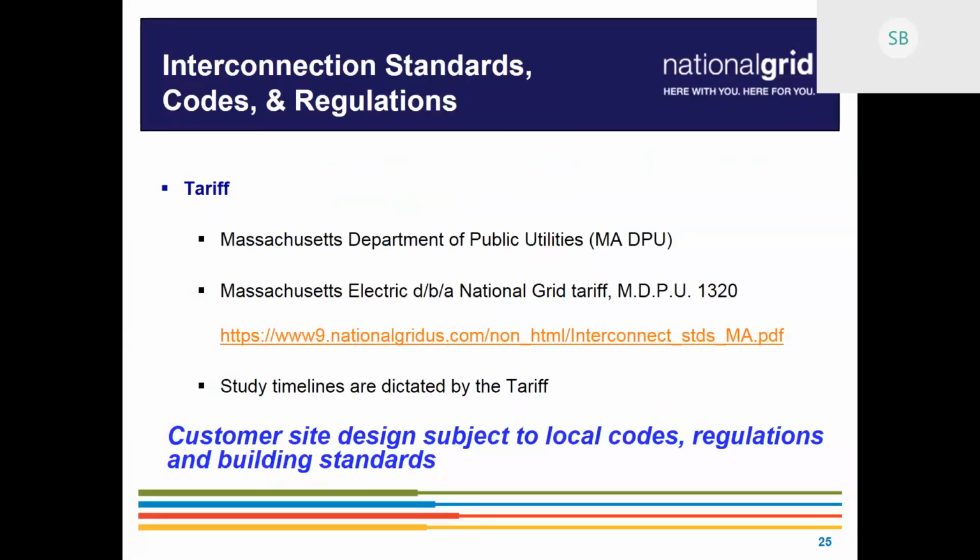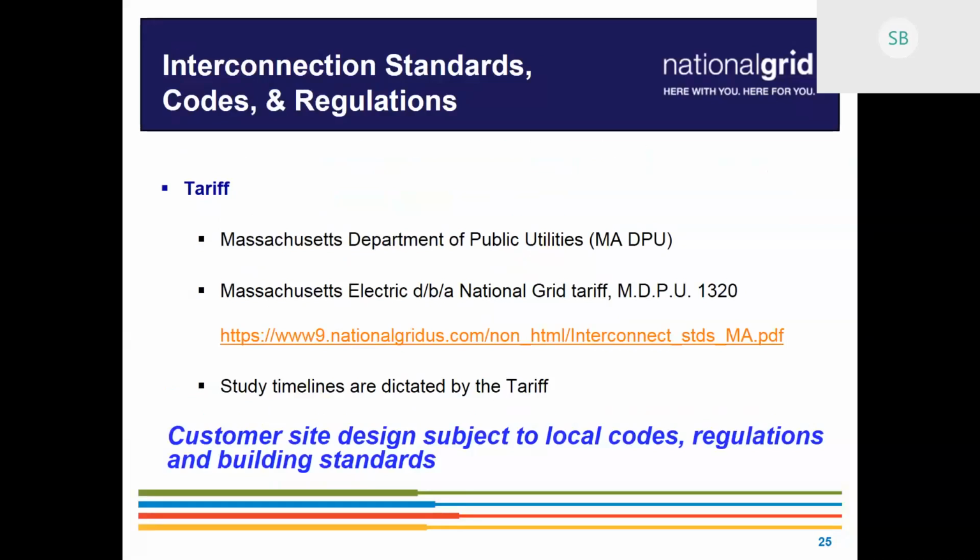So what we have to comply with as far as how we conduct the studies and when we make deliveries out to you folks and when we expect things back, timelines for all of that is dictated by the tariff itself. And it ends up dictating how we are able to produce the studies in the end and when we're able to issue those with the ISA. So it's another very important document to get through and read. Note here, study timelines are dictated by the tariff.